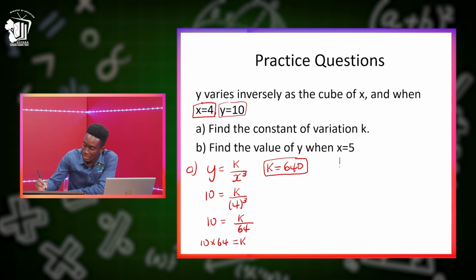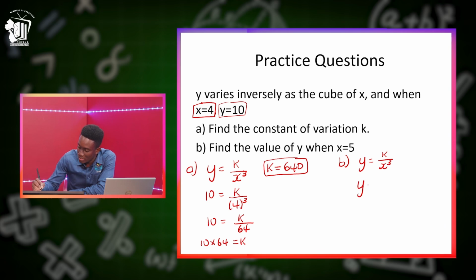So B, they ask you now to find the value of y when x is equal to 5. So we already know k is equal to 640. Now let's use that value for k and solve for y. So we put back the equation. So y will be equal to k over x to the third power.